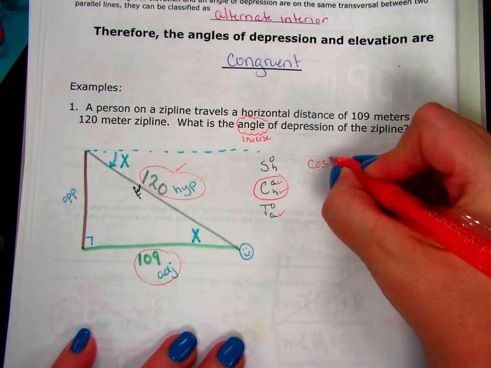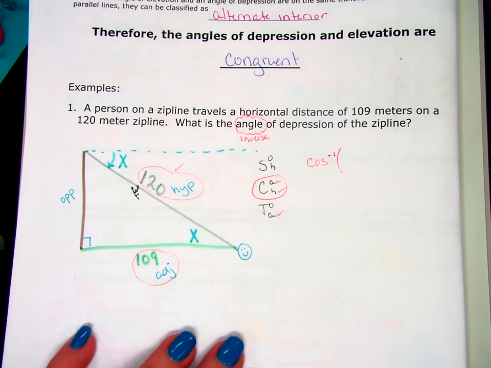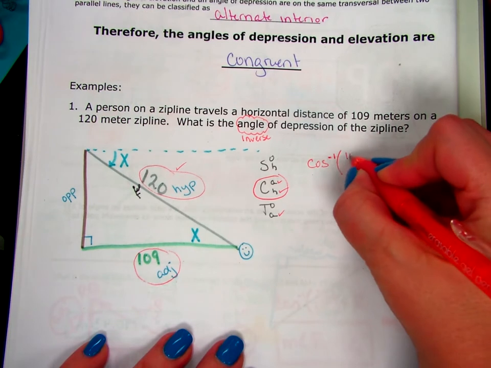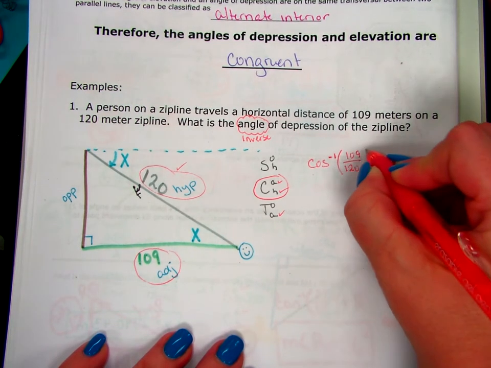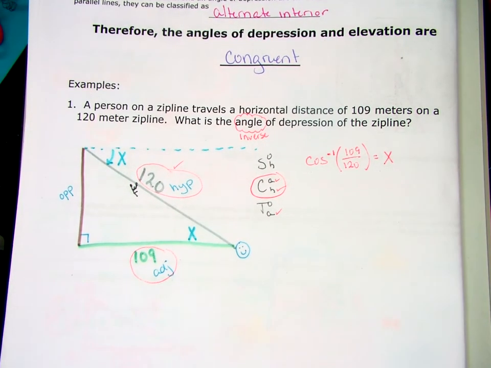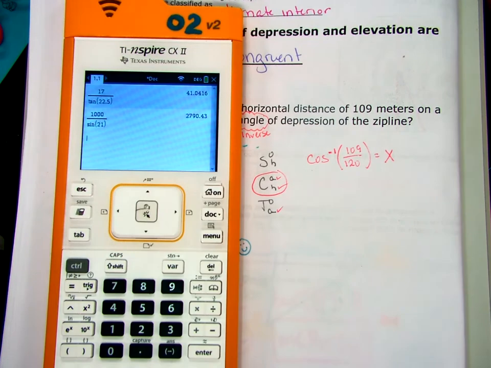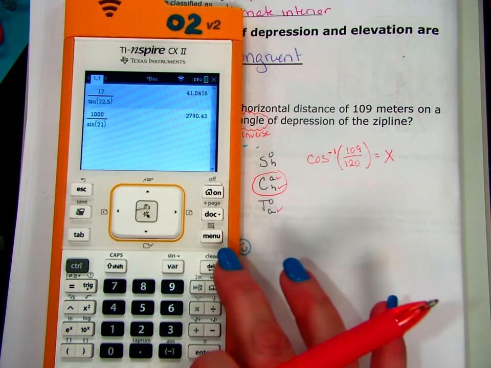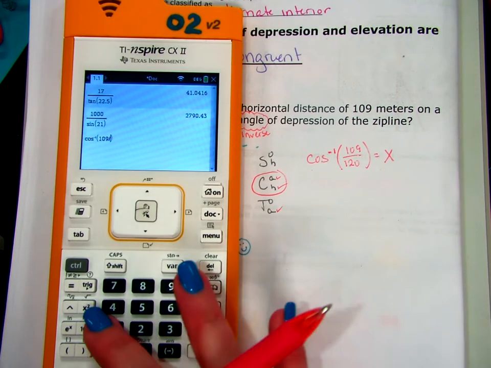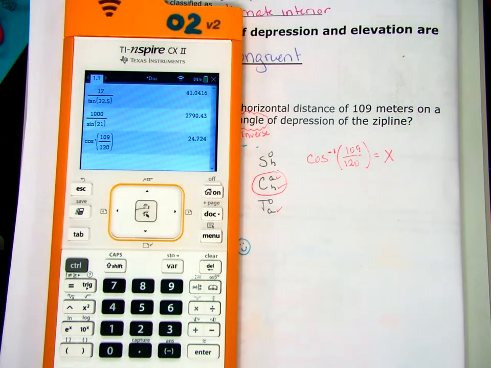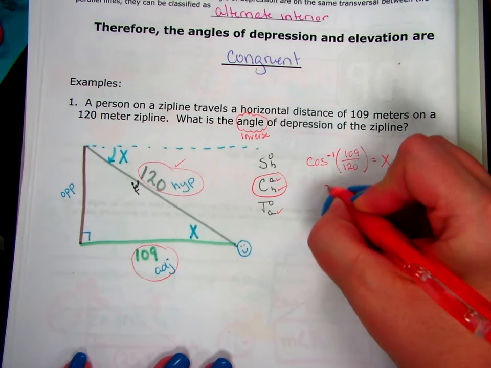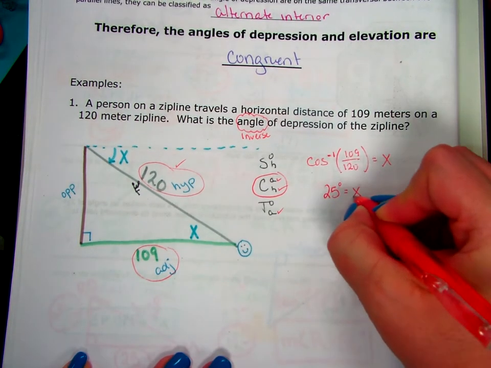When we're looking for an angle, that's when we're going to inverse. So I'm going to put the little -1, and instead of putting the angle next to the cosine, I'm going to put the ratio adjacent over hypotenuse. So 109 over 120. That's going to give me the value for x. And we're going to round to the nearest degree just like we did yesterday. We'll always do the nearest degree for angles, unless otherwise indicated. So cosine inverse of 109 divided by 120 is how many degrees? 25 degrees. Questions?